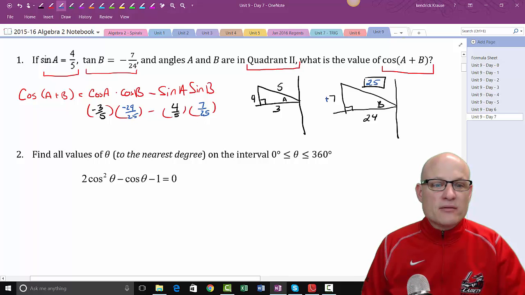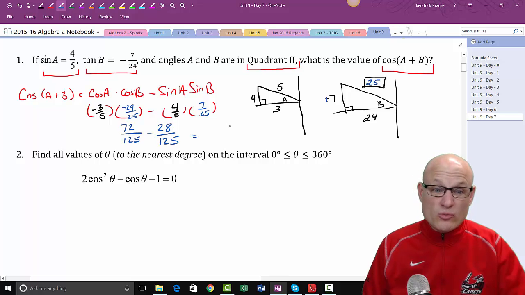Probably need to calculate. Maybe I don't need this. Let's see. Oh, that's 24. Jeez. 3 times 24 is 72. So that's positive 72 over 125 minus 28 over 125. And let's see. 72 minus 30 would be 42 plus 2 more, 44 over 125. I don't know. Maybe that's right. Maybe that's wrong. Let's check it out.